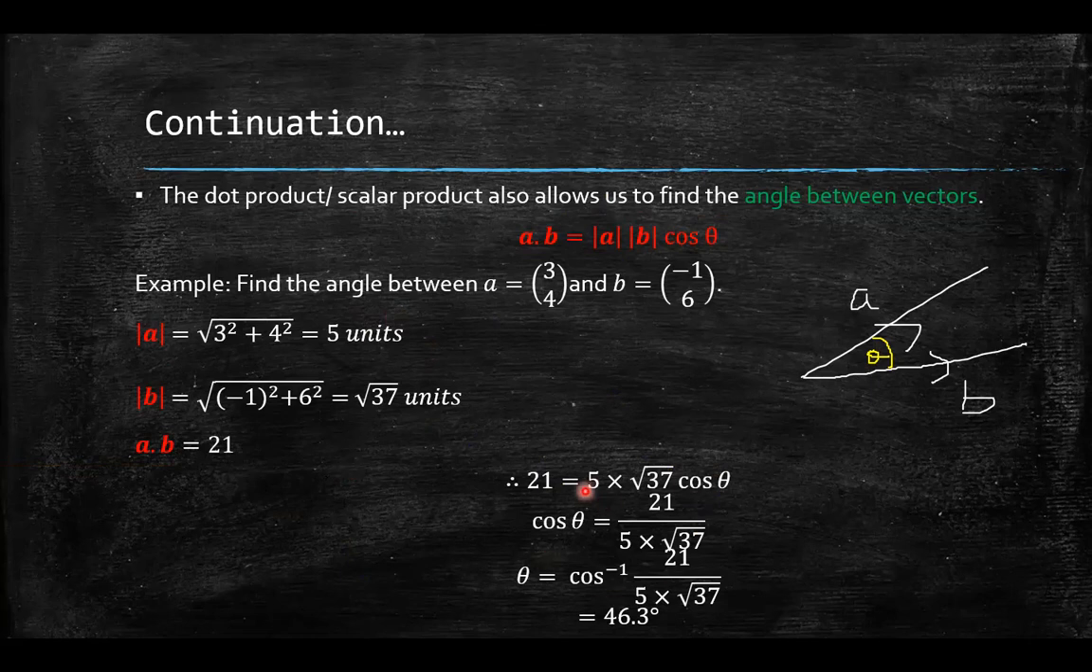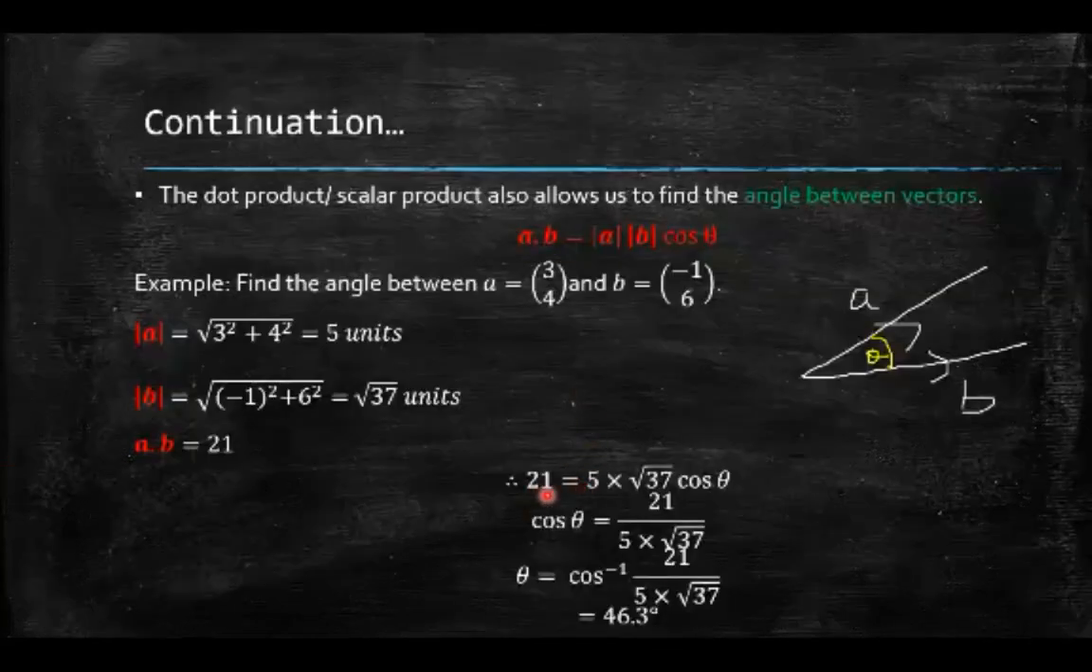I substitute it into the formula. So the dot product is 21, the magnitude of A is 5, the magnitude of B is the square root of 37, and then cosine theta. If I rearrange this formula to make cosine theta the subject, then I'll get cosine theta is equal to 21 divided by 5 times the square root of 37.